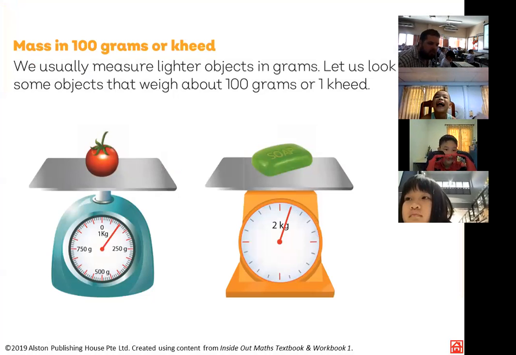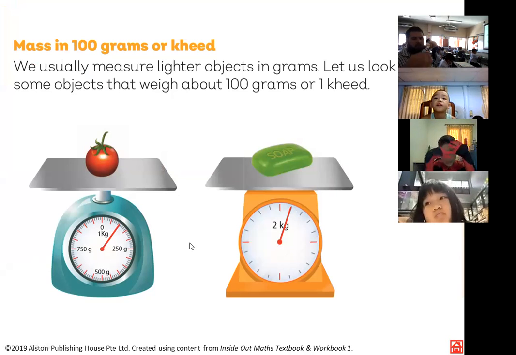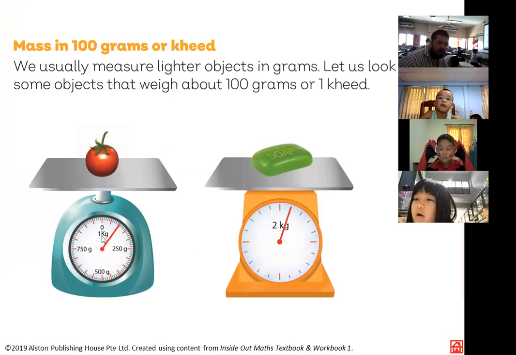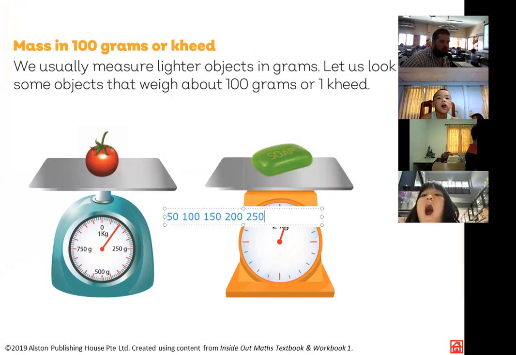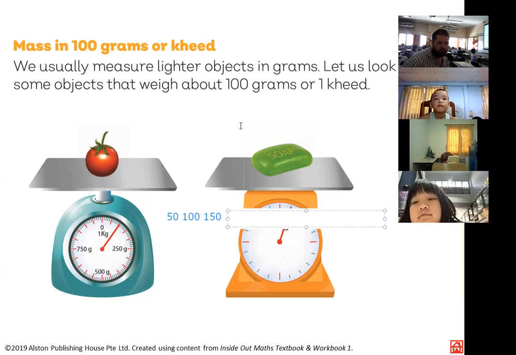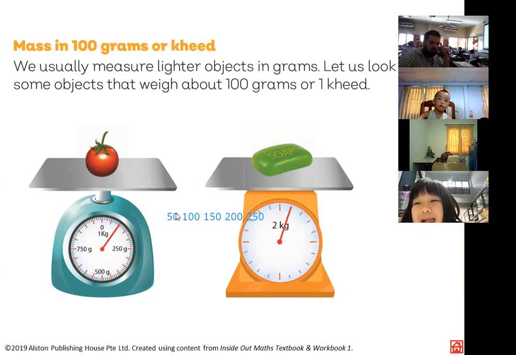Okay. Can you see our scale with the tomato? Yes. So let's see. This scale is one kg. Each of these little lines is 50. I'm going to write it out here. We have 50, 100, 150, 200. No, not right. Okay. Can you see? So we have 50, 100, 150, 200, 250. Here is 250. So we start at zero.